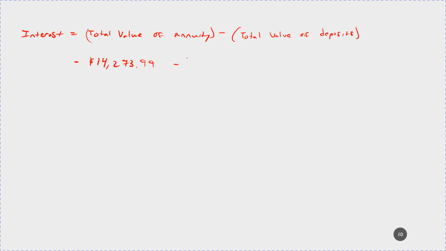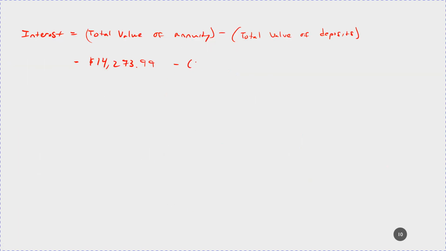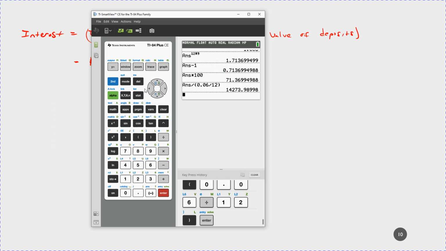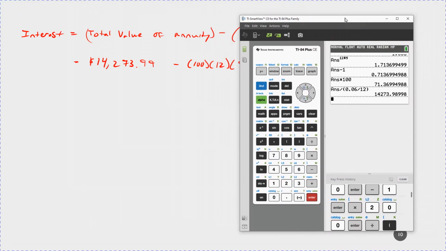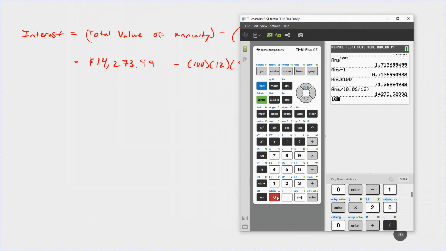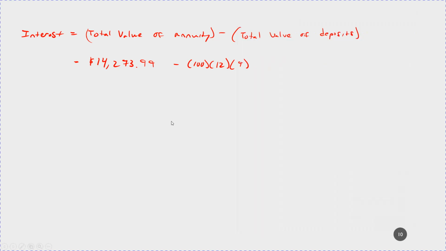And so your deposit, so how much were you depositing? You were doing $100, 12 times a year for 9 years. So look here. 100 times 12 times 9 was $10,800.